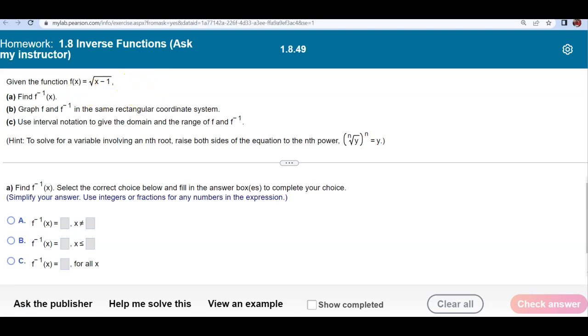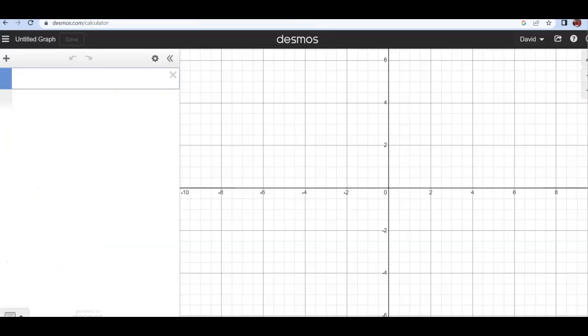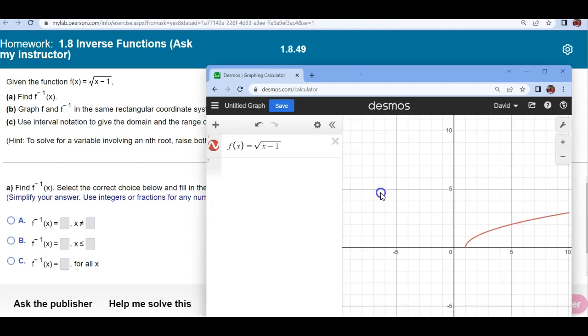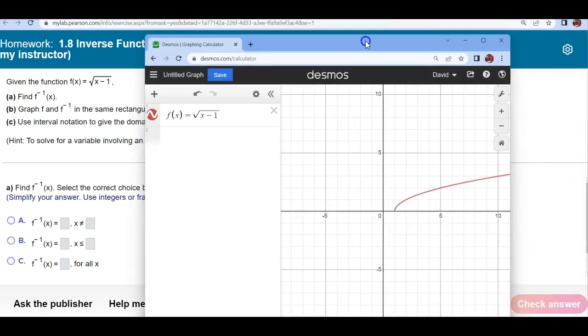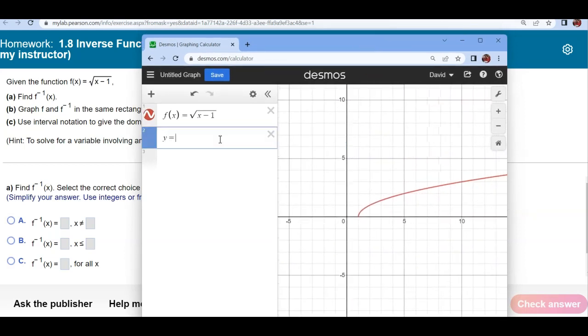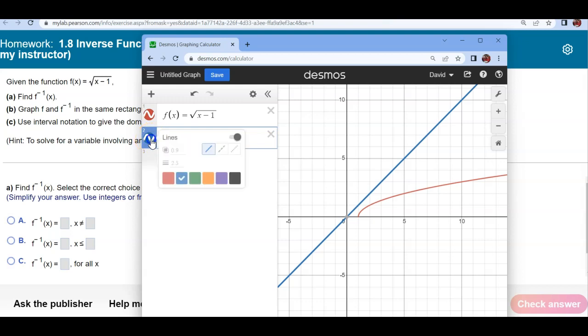All right, let's look at this problem on inverse functions. So the first thing I would do on a problem like this is to graph it. So I'm going to put in the function. There I see the graph, and for the inverse function, the line y equals x is going to act like a mirror, and I'm going to hold this down and make it a dashed line. So this is like a mirror for the inverse function.